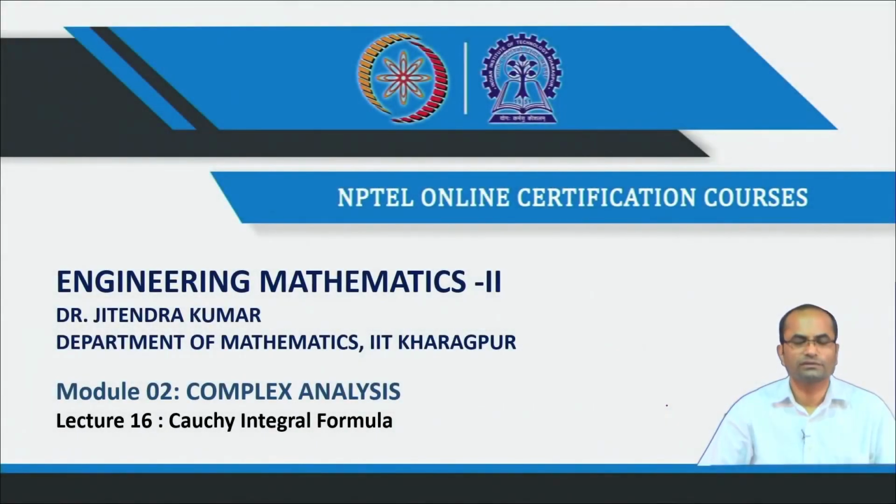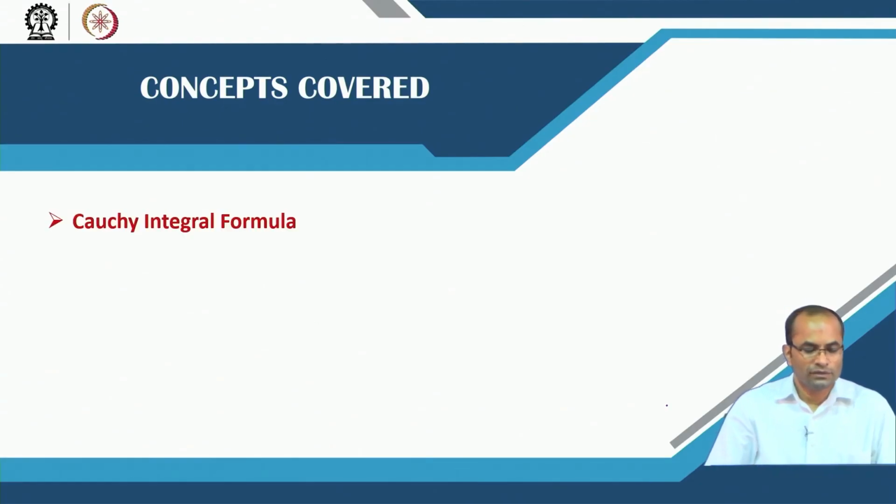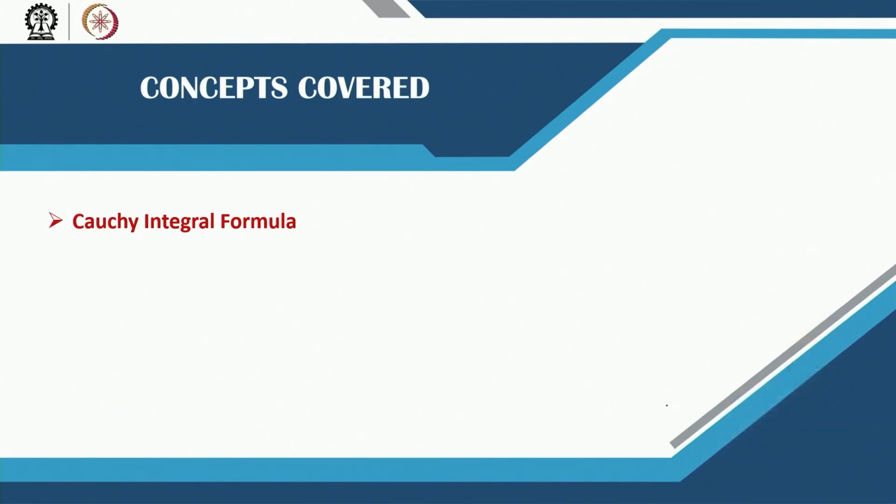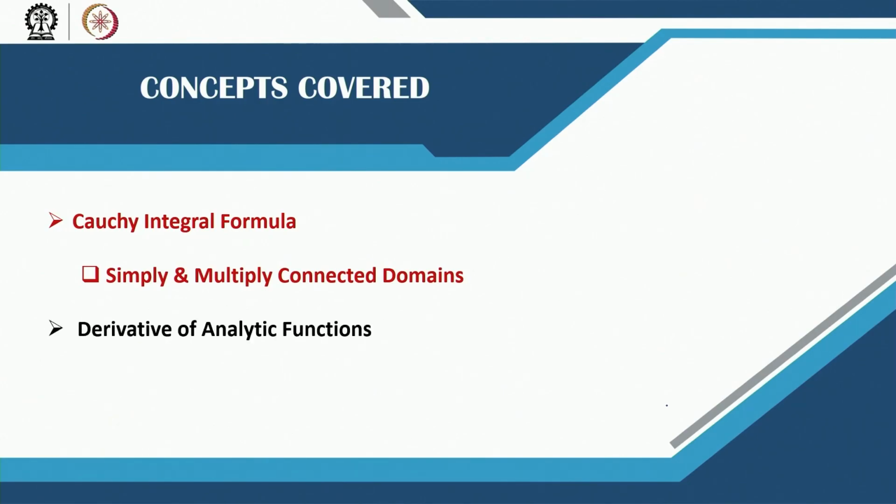So, welcome back to lectures on engineering mathematics 2, and this is lecture number 16 on Cauchy integral formula. Today we will cover the Cauchy integral formula for simply and multiply connected domains, and then we will move to the derivative of analytic functions. In terms of the integral, we will see that we can find the derivative of an analytic function, and then we will go for some evaluation of complex line integrals with the help of Cauchy integral formula.